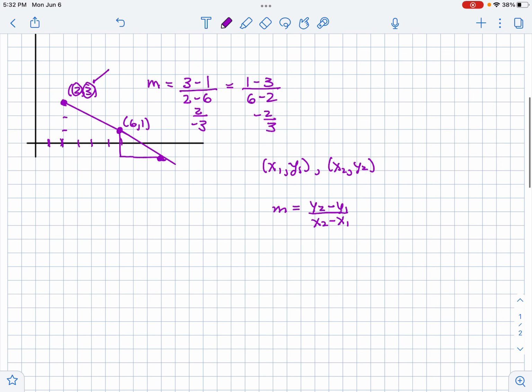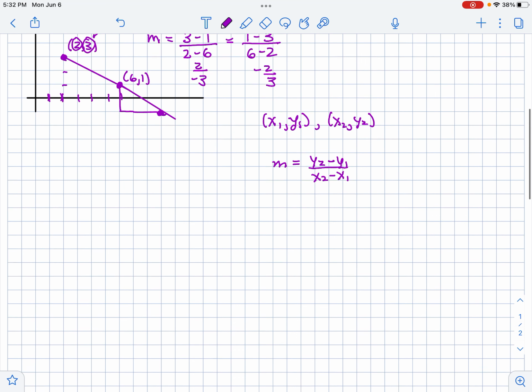Okay? So anytime we have 2 points, we can find the slope of a line that passes through those 2 points. If the line is decreasing, in other words, from left to right, if it's going down, that slope is going to be negative. If it's going up, that slope is going to be positive.